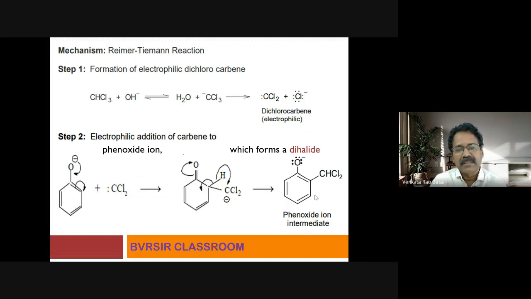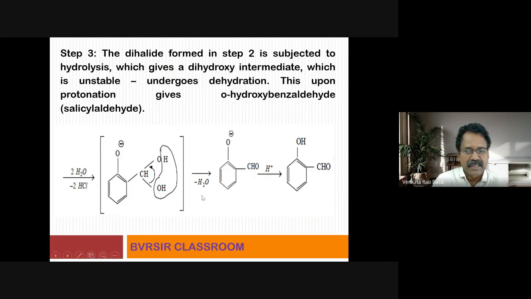When it is subjected to hydrolysis reaction, both the Cls will be replaced by OH groups, which you will see in this particular case. The dihalide formed in step 2 is subjected to hydrolysis, which gives a dihydroxy intermediate. In the next step, the dihydroxy intermediate formed is unstable and undergoes dehydration.